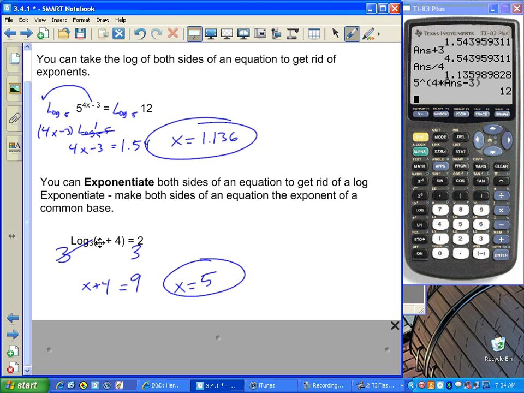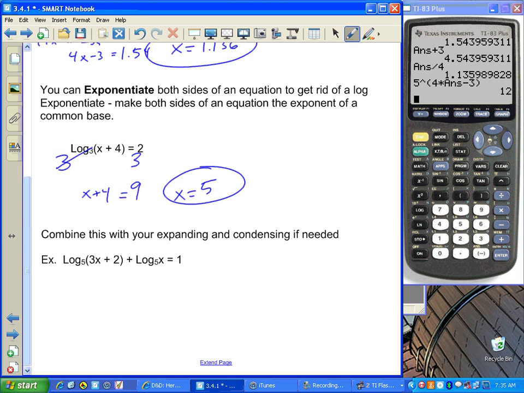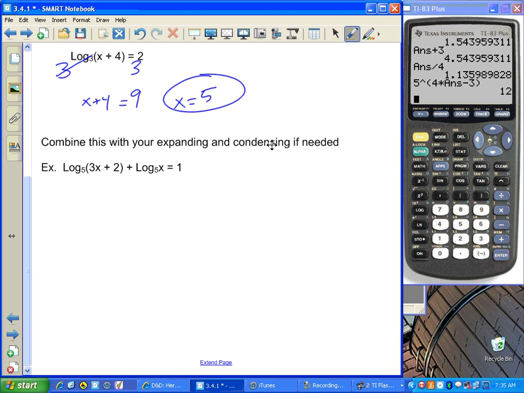And I can check that. If I put 5 in here, I've got log base 3 of 9. And of course, that would have to be 2, because 9 is 3 squared. Okay, you can combine all this stuff with your expanding and condensing if you need to.